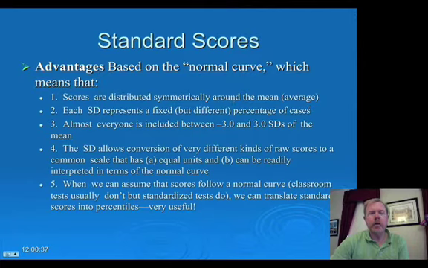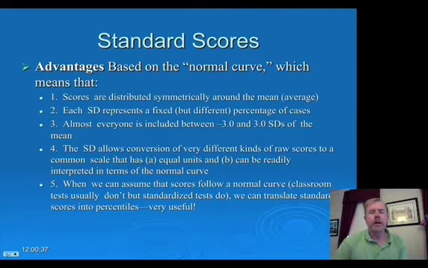All right, so we know a lot about what it means to go from the second to the third standard deviation because it's based on the theory of the standard distribution, or the normal distribution, where we have fixed percentages, as we saw in the previous slide. The standard deviation allows us to convert very different kinds of raw scores into one common scale that is of equal units and can be readily interpreted in terms of the normal curve.